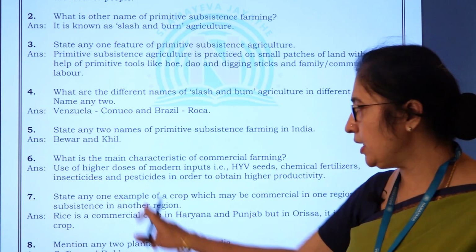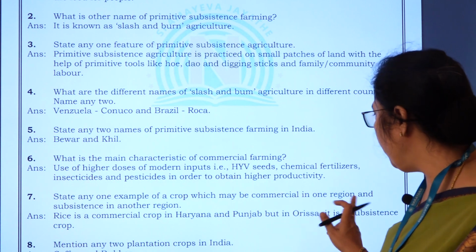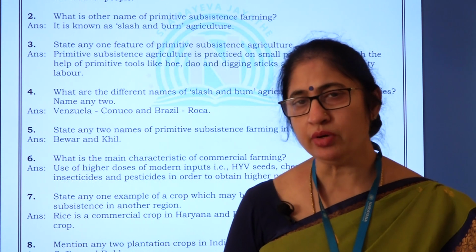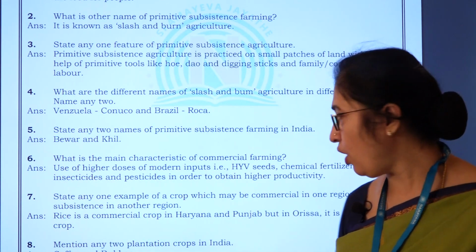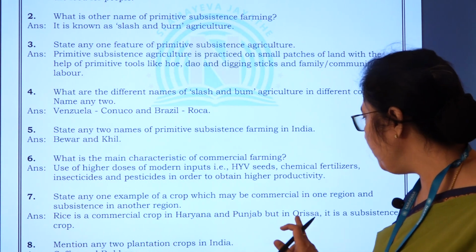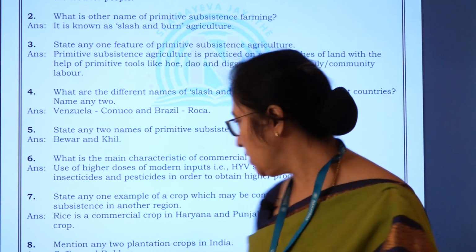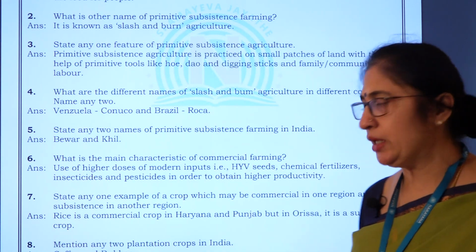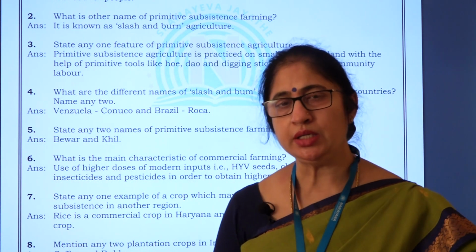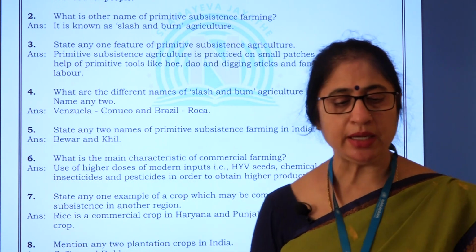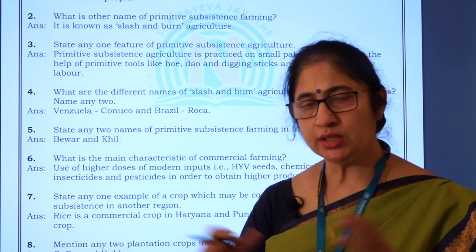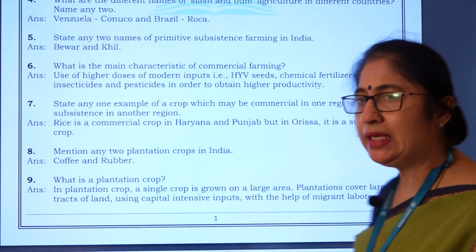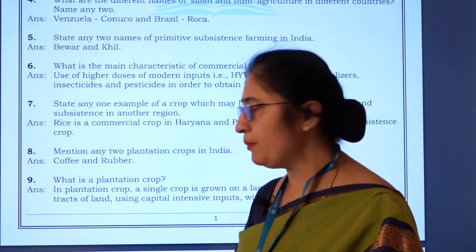Next question: state any one example of a crop which may be commercial in one region and subsistence in another region. You can give the example of rice here. Rice is a commercial crop in Haryana and Punjab, but in Orissa it is a subsistence crop. Mention any two plantation crops in India. Coffee and rubber are plantation crops. So, what are plantation crops? You might have already studied, it is practiced over a rather large area, and a single crop is grown. So, coffee and rubber you can mention.